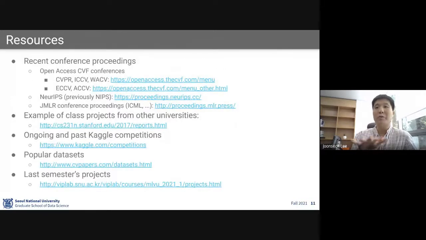So this is the list of resources. I already shared this slide with everyone. Please try to see some other papers from the recent conference proceedings. These are the top conference venues in computer vision and machine learning. And these are the Stanford class projects, which are very similar to this class. You can get a better idea of what students in other schools are doing on this kind of thing. And Kaggle competitions are another good source for choosing projects. I will explain more about that in the later slides.